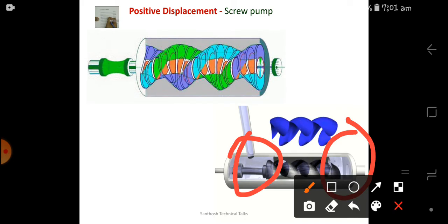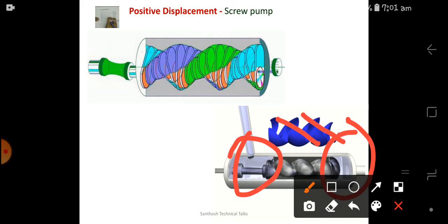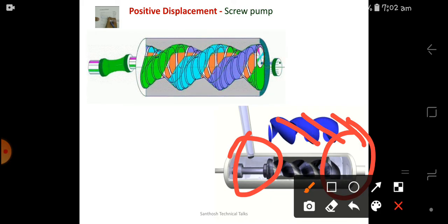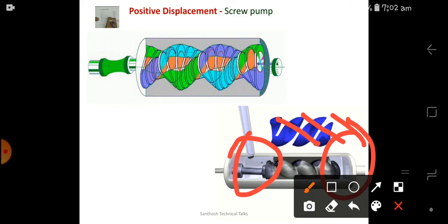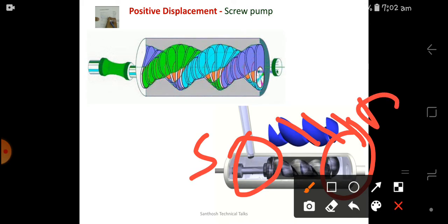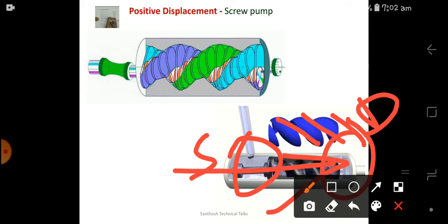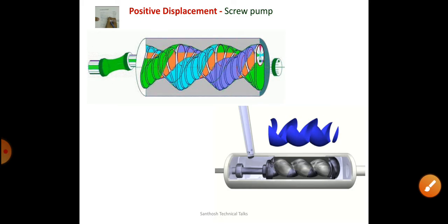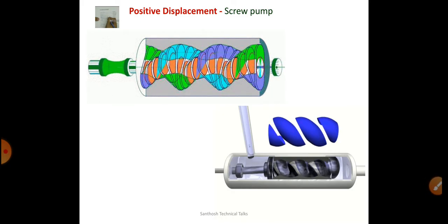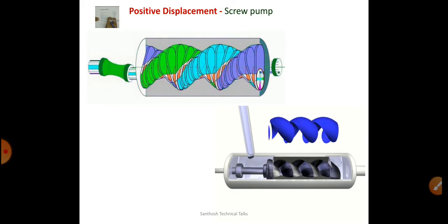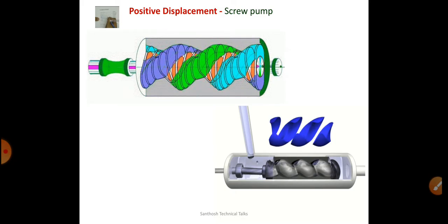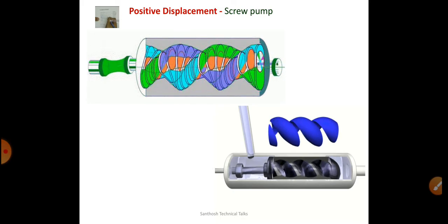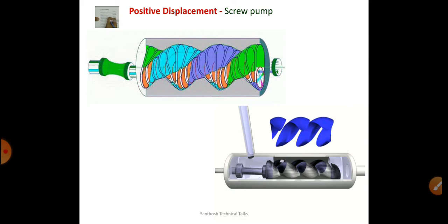Between the screws, through the distance between the screws, the fluid is transferred from the suction end to the delivery end. So that is how it works. It is a silent pump, and most air compressors and silent compressors use screw pumps only. It is very silent, and it will generate a huge pressure, so highly viscous fluids can be easily transferred.